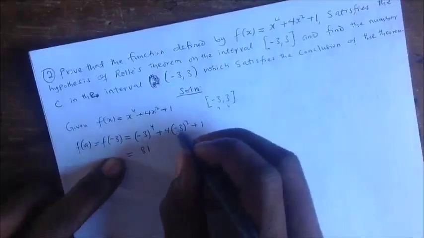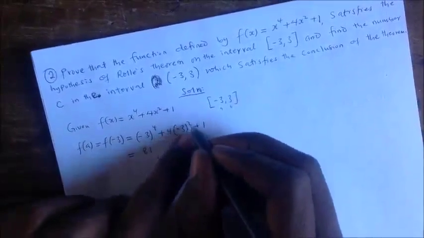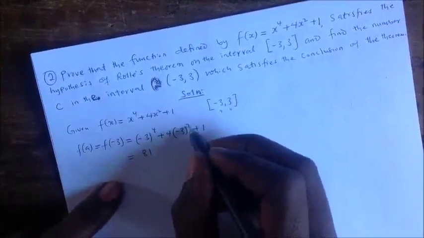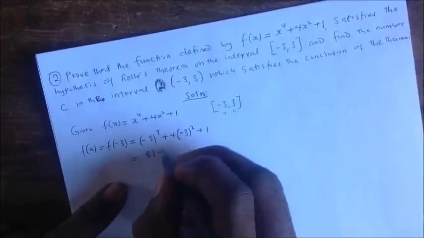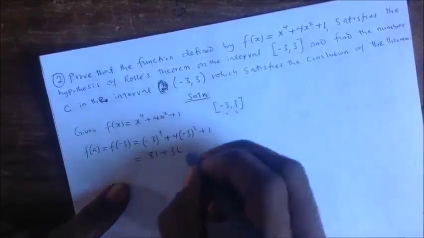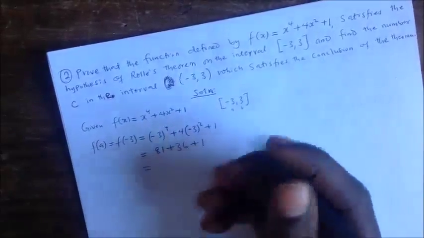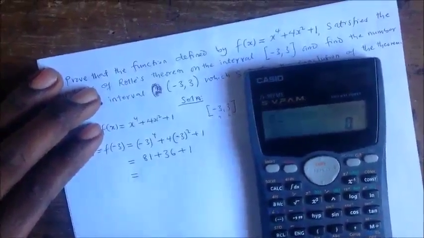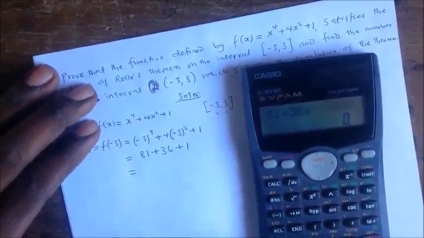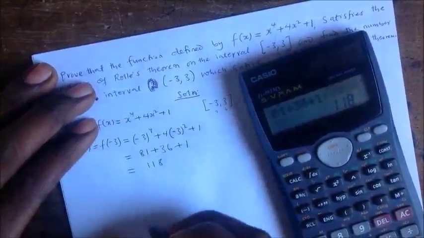Then minus 3 squared. Don't say 4 times minus 3. No, you have to take the squared first. So minus 3 squared is 9. Multiply by 4. 4 times 9 is 36. Then plus 1. So 81 plus 36 plus 1, which is equal to 118.